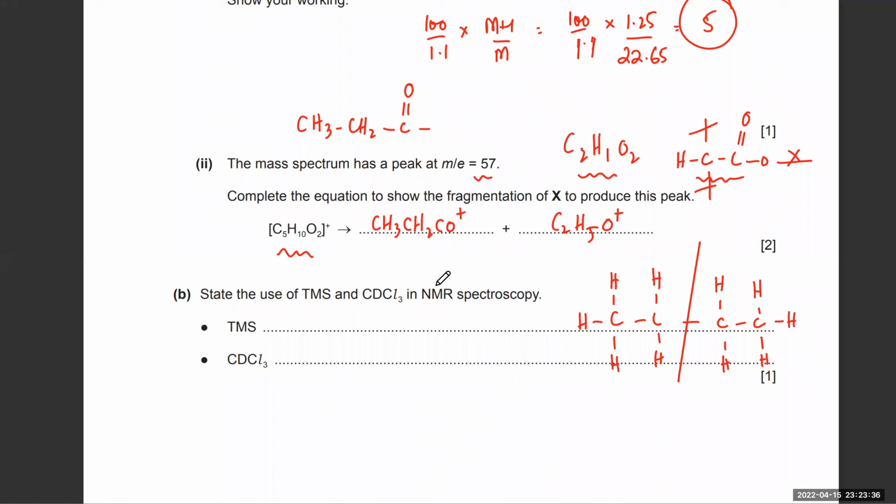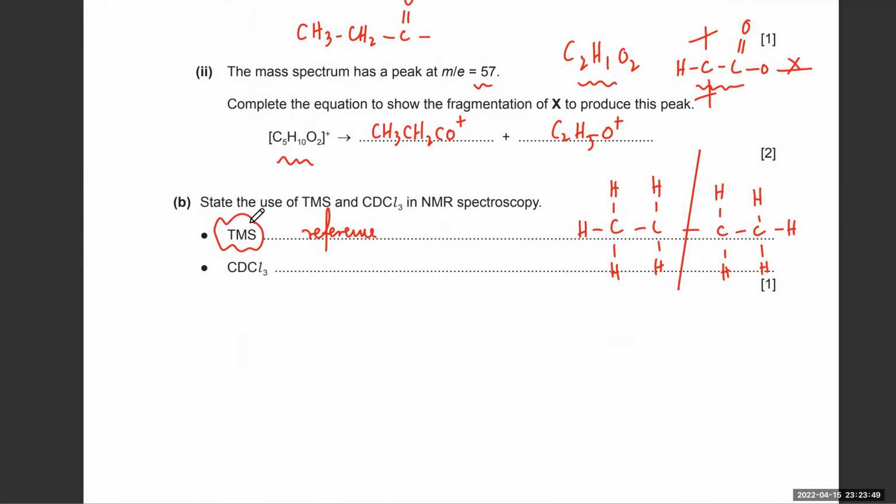State the use of TMS and CDCl3 in NMR spectroscopy. So TMS is used as a reference. You don't have to go into detail about TMS. When you do NMR spectroscopy, lots of hydrogen protons are resonating. There's going to be a point in the frequency spectrum where the TMS would be resonating, so there's going to be a peak of TMS.